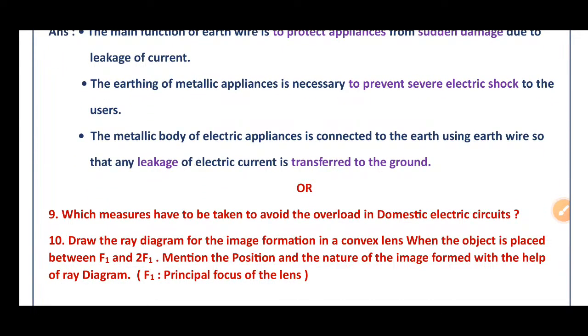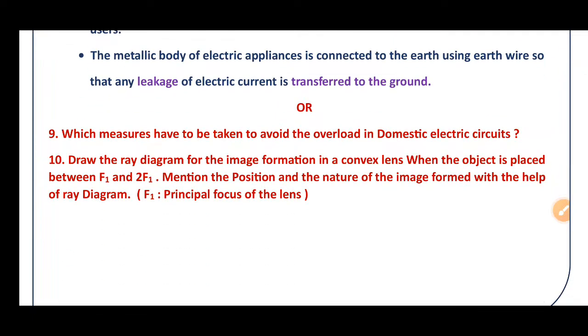The metallic body of electric appliances is connected to the earth using an earth wire so that any leakage of electric current is transferred to the ground. Okay, for this question, another type of question is there.